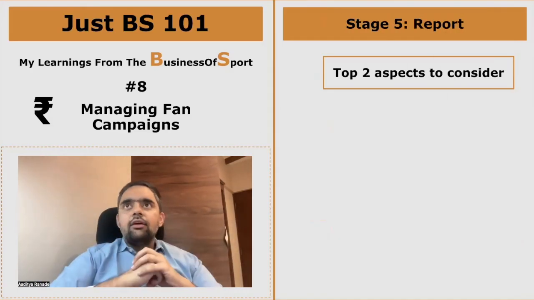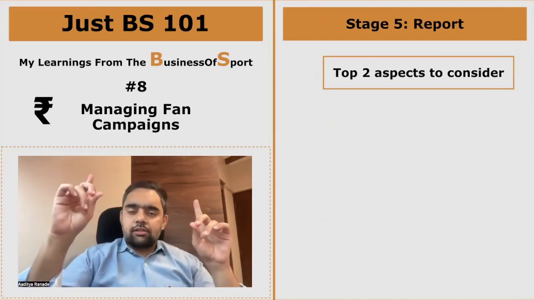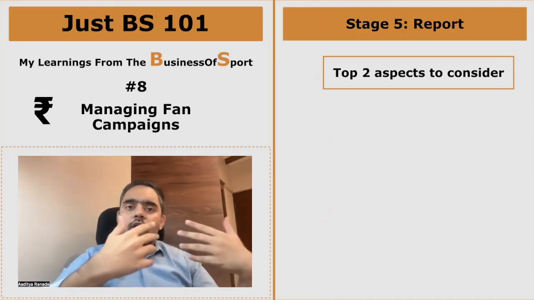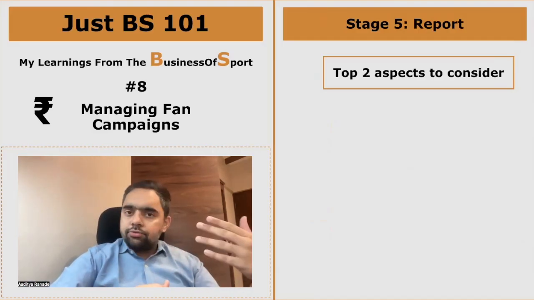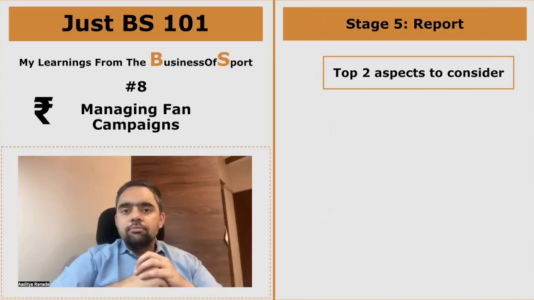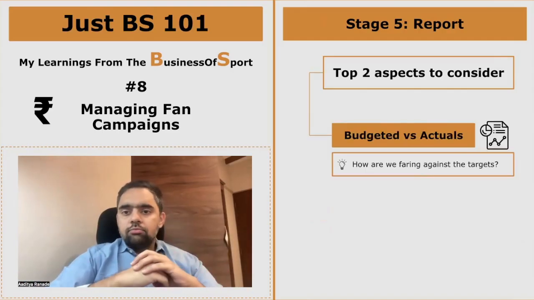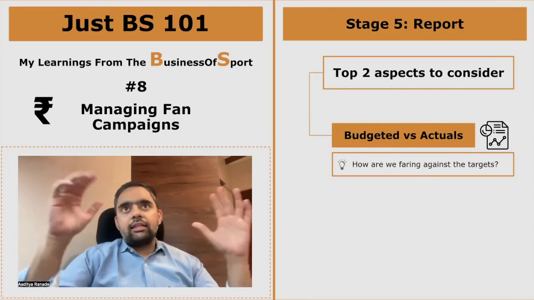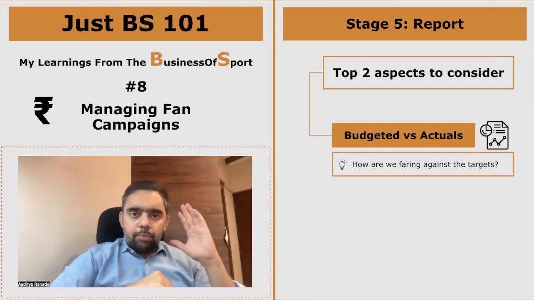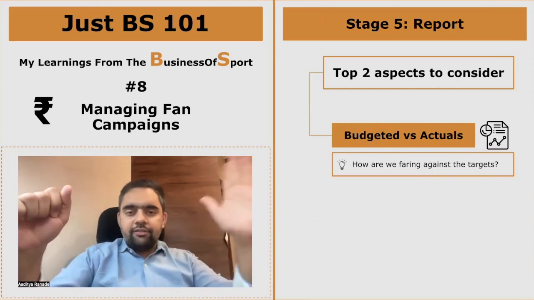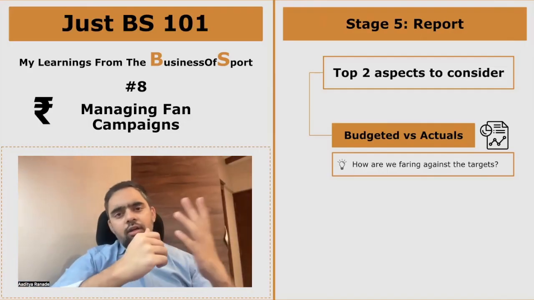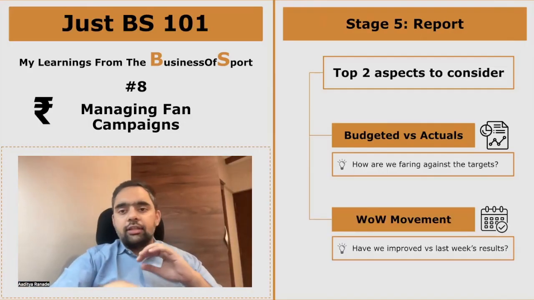And finally, one of the most key aspects of running successful campaign operations is to be able to report your results in the most intuitive and the most clear manner. How do we do that? One, a very important lens for any client or any organization to have is budgeted versus actual. What did we target and where are we against those targets? How are we faring against targets? Very natural to imagine that.